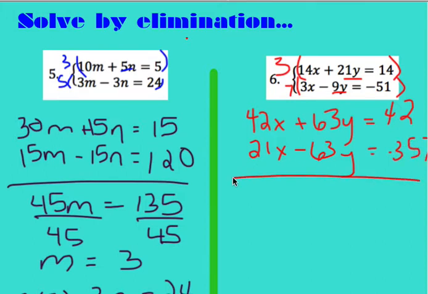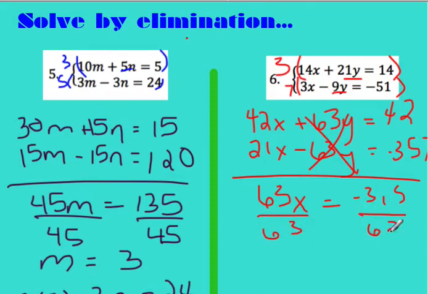So now I'm going to go ahead and add down the columns. So 42 plus 21 is going to give me 63x. And those are going to cancel. Negative 357 plus 42 is going to give me negative 315. So now I'm going to go ahead and divide both of those by 63. So when I divide them both by 63, I end up getting that x is equal to a negative 5.